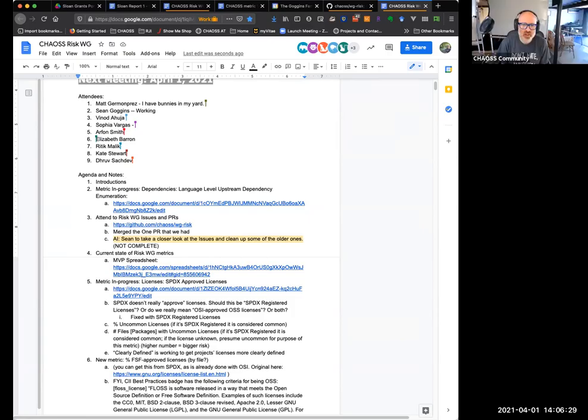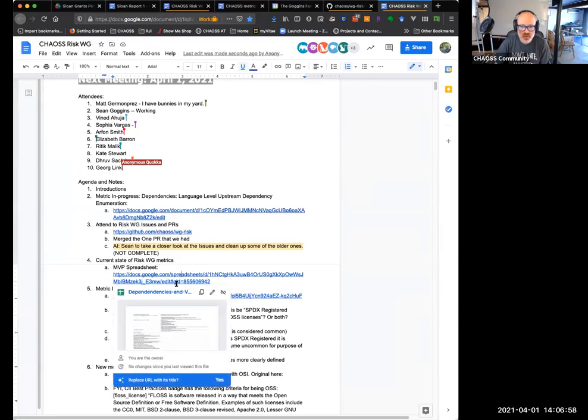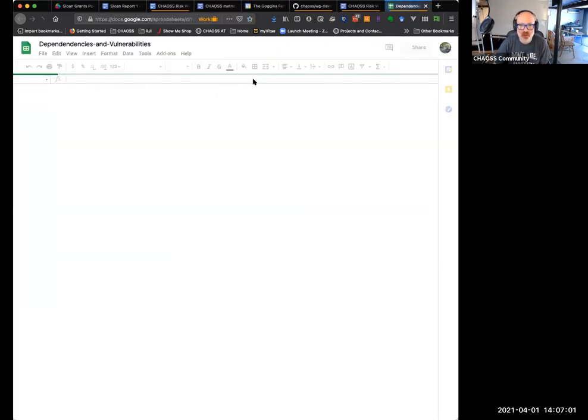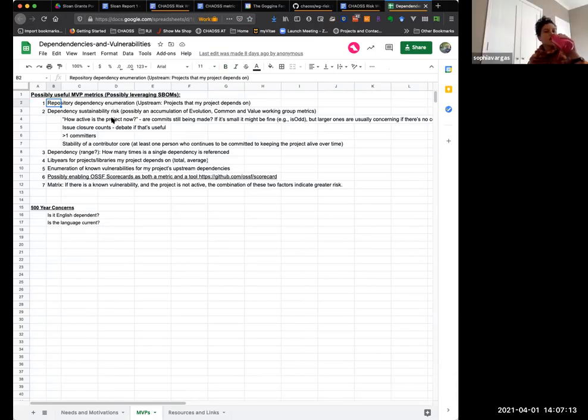Okay. All right. So let's move on from the introductions then. Just a little background for everyone: what we've been doing is focusing on understanding what we mean by dependencies. And we're right now focused on what we're calling the minimum viable product for dependency metrics. Not to jump from 2 to 4, but it might be useful to open up the minimum viable product spreadsheet and get an overview of essentially enumerating the repositories that your project depends on, looking at sustainability.